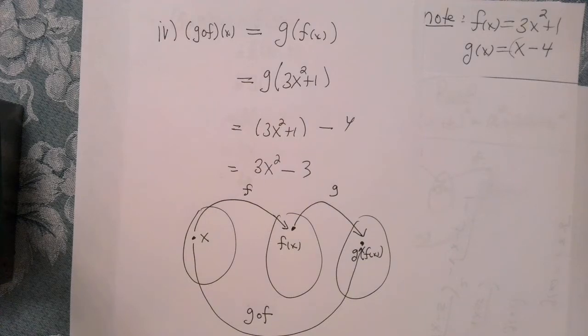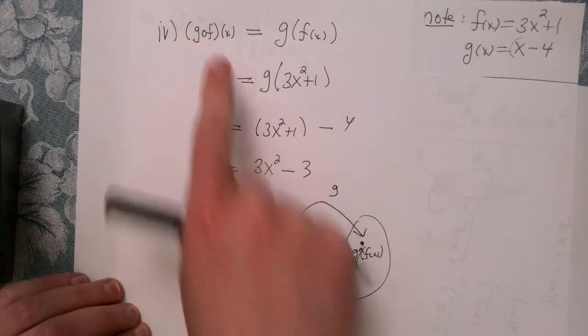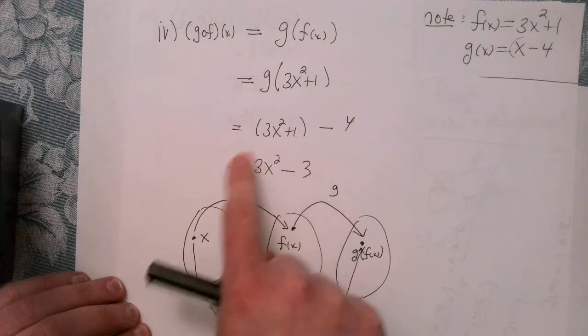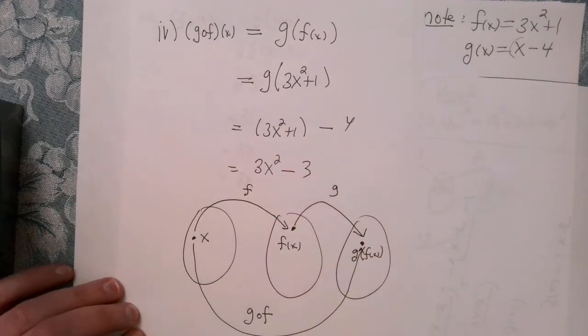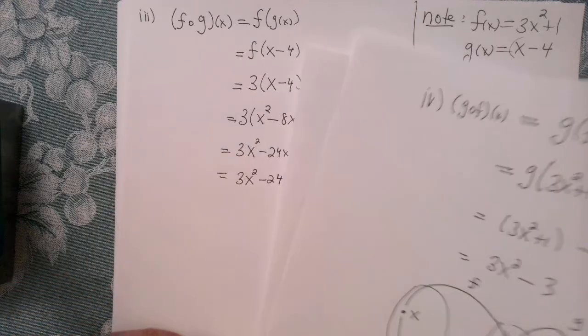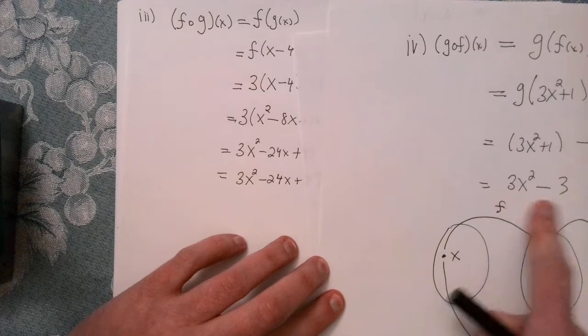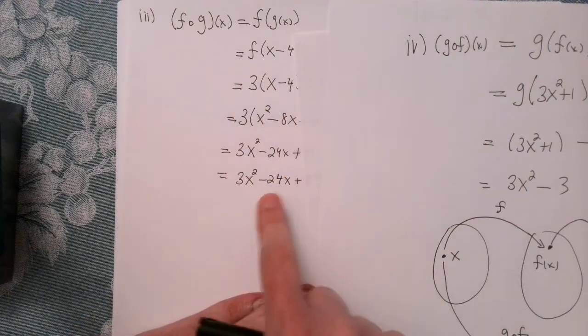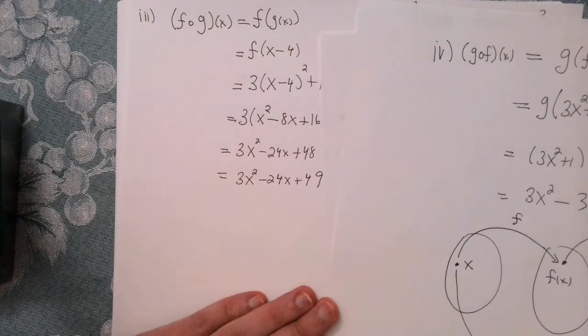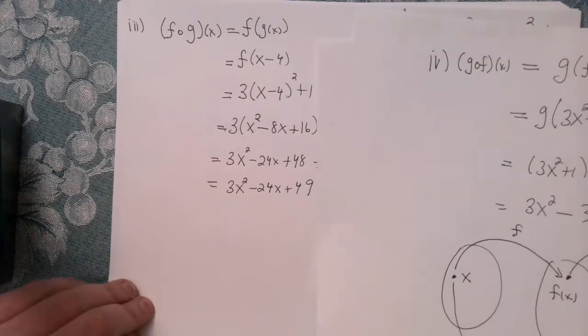But what do we notice? Look at this. G after f. Here's the formula for G after f. Is that the same as f after G? F after G was this. So G after f is this. F after G is this. They're not equal. In fact, in general, they're not equal.